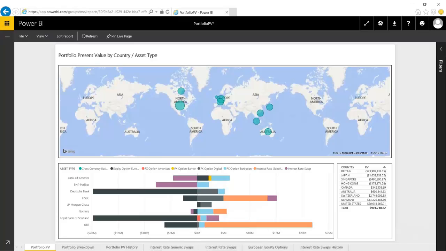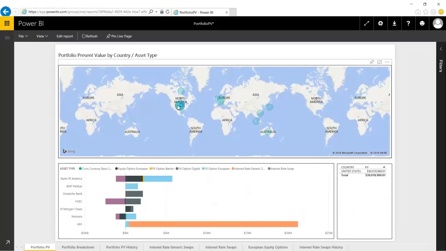So in the first case, we're looking at the present value of the portfolio and how that is broken down by country, by counterparty, and by the type of asset of those trades. On the map, we can actually see how the present value is distributed by country. On the right hand side, we can see the total present value of the trades for each country, and at the bottom we can see how the trades are distributed for the counterparty and the type of asset. If we just filter on equity option European, then we can see how those are distributed for the counterparties. Similarly, if I click on the USA, then we can see how those trades for that country are distributed by asset class and also by counterparty.